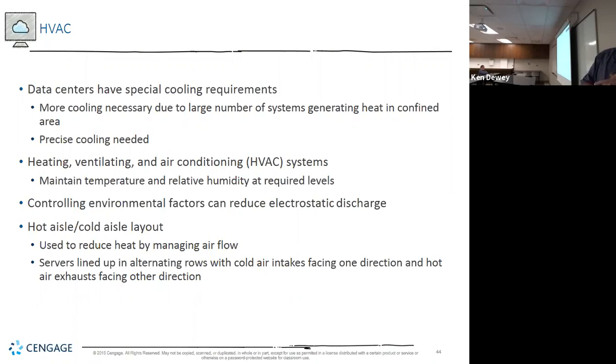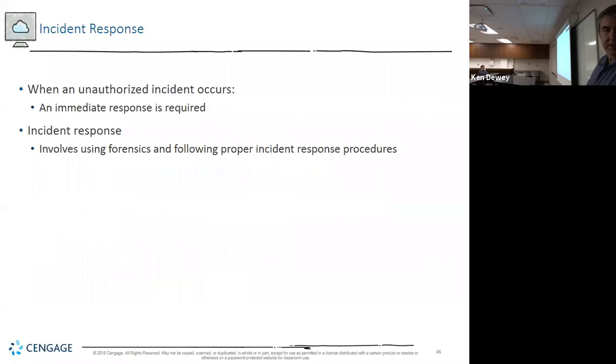But heating, ventilation, all that stuff is important for our systems. Have to keep them cool. And they talk about hot aisle, cold aisle. When we toured Dell, they had that, where all the exhaust from the systems points toward each other. So that's the hot aisle, and the other side's the cold aisle, so they cool every other area. So servers are lined up in alternating rows with cold air intake facing one direction and hot air exhaust out the other. Okay.